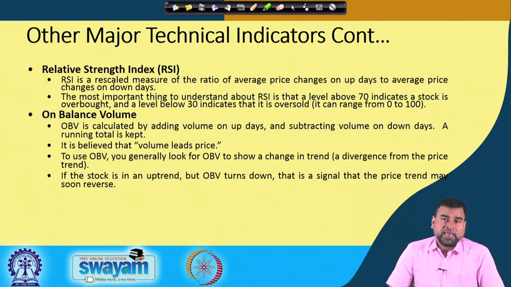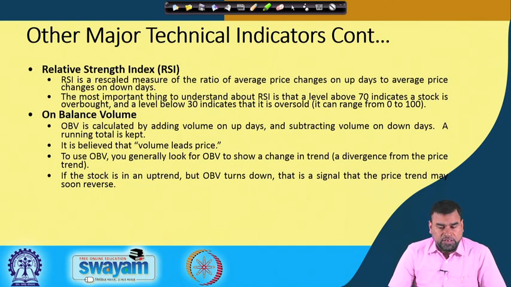And again, if you are expecting more return from this in the near future, it may not be possible. But if it is 30, that means most of the people have sold it, and the price is already down. So, there is a possibility that we may earn some extra return from this, because the price is already undervalued in that particular market. So, that is what the relative strength index is used for.